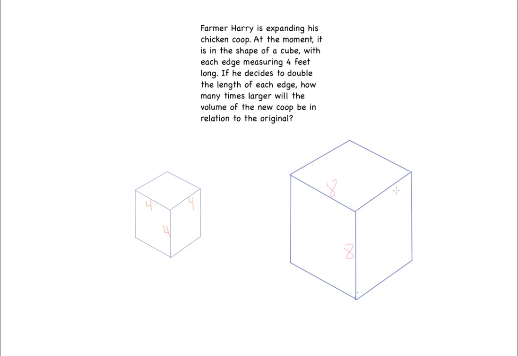And what's our hint here? Let's see. Each edge is measuring 4 feet, and now we're going to double the length of each edge. We're doubling the length of each edge in the larger cube. Gotta get bigger. Right? So that means that each edge here is going to be 8, 8, and 8.